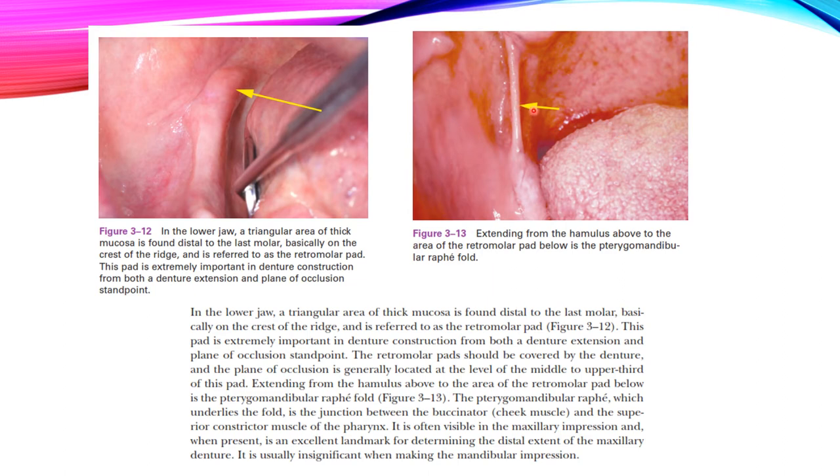And in this picture, it shows it extends from the hamulus above to the area of the retromolar pad, below is the pterygomandibular raphe fold. Okay. And it is the junction between the buccinator, that is the cheek muscle, and the superior constrictor muscle of the pharynx. And it is often visible in the maxillary impression, and when present, it is an excellent landmark for determining the distal extent of the maxillary denture. And it is usually insignificant while making a mandibular impression. Okay.